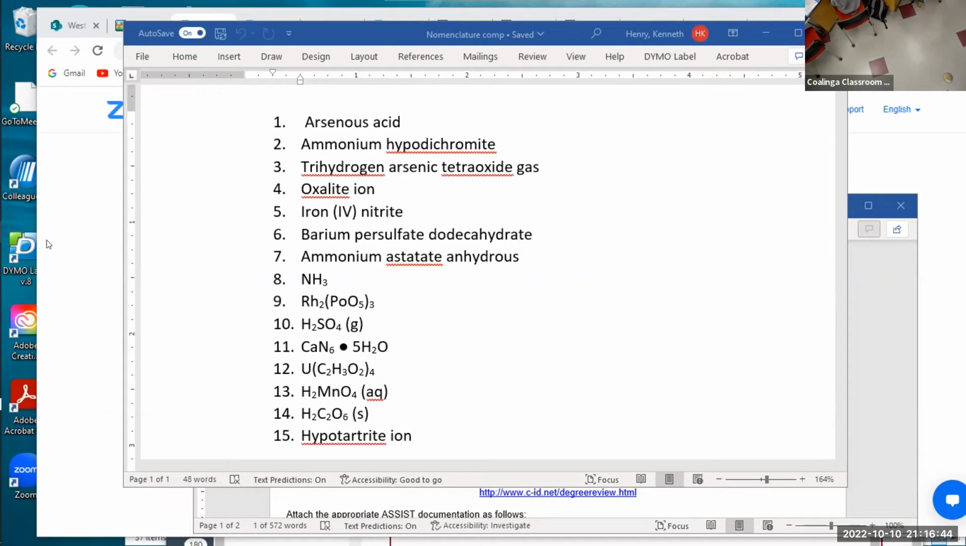Because what is that rule? It's prefixes. So dihydrogen, what? Yeah. Look at what you got. What's an S? What is S? So then, right. There we go. And gas. And gas.